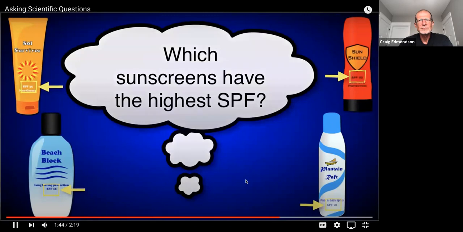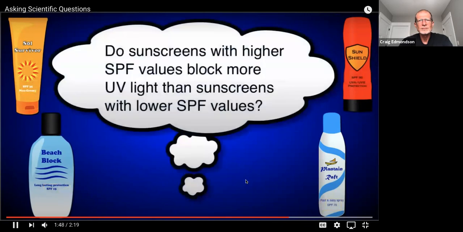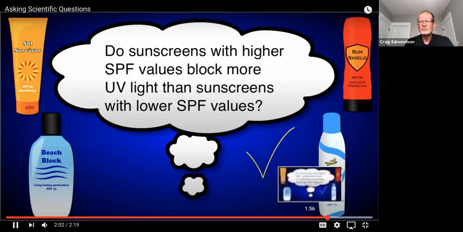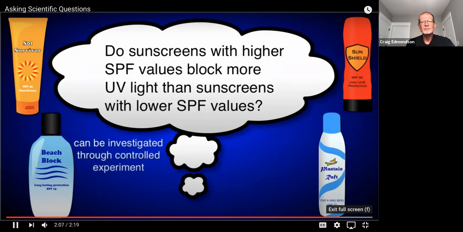upon. How about this? Do sunscreens with higher SPFs block more UV light than sunscreens with lower SPFs? This is an example of a good scientific question. It isn't based on values or opinions. It examines the relationship between SPF and the amount of blocked UV light. It can be investigated through a controlled experiment, and the results can be quantifiably measured and interpreted.